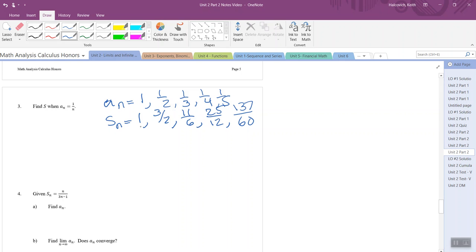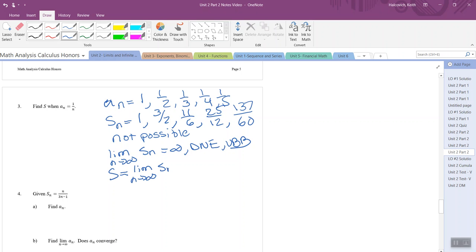Once again, the explicit definition for the sum: notice there's no real rhyme or reason here, so it's not possible. But we do know the limit as n approaches infinity of the sum. That's infinity, so that does not exist because of unbounded behavior. And then the sum is equal to the limit as n approaches infinity of the sum, which is the same as the sum of the sequence, which is infinity.